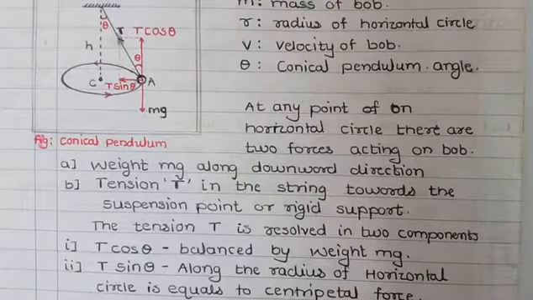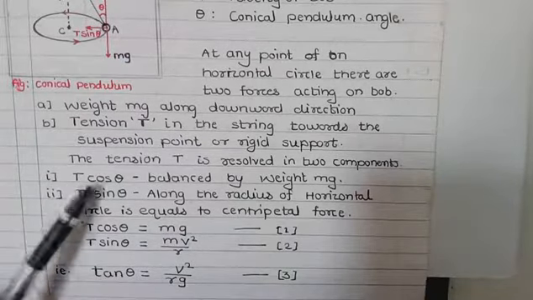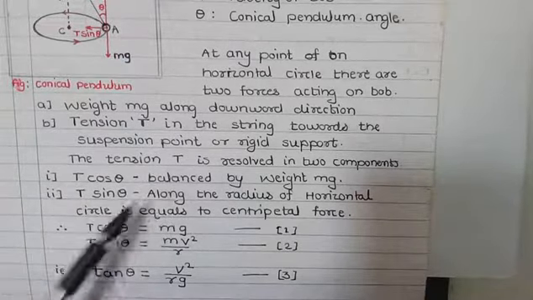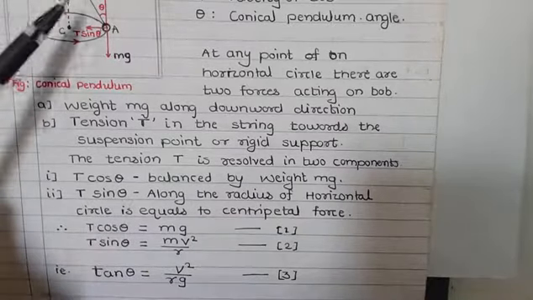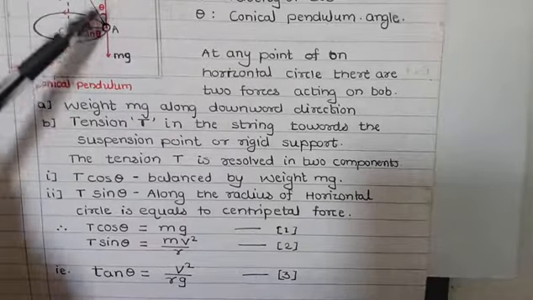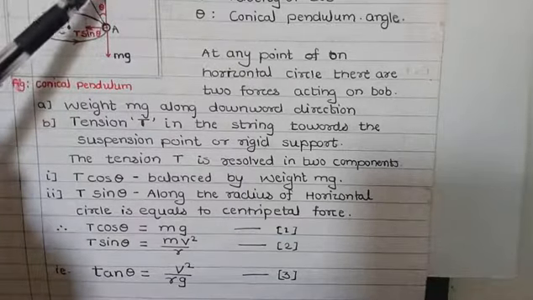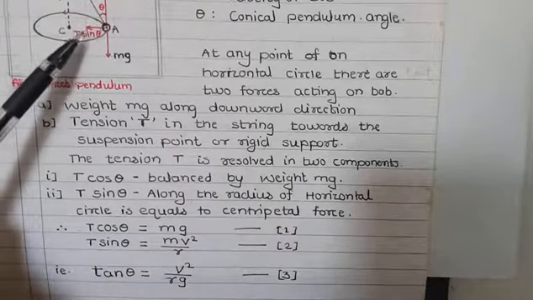Hence the tension is resolved into 2 components. One is T cos theta and the second is T sin theta. I repeat again, the tension resolved into 2 components. One is T cos theta, this is a vertical component, and the second is T sin theta, this is a horizontal component.